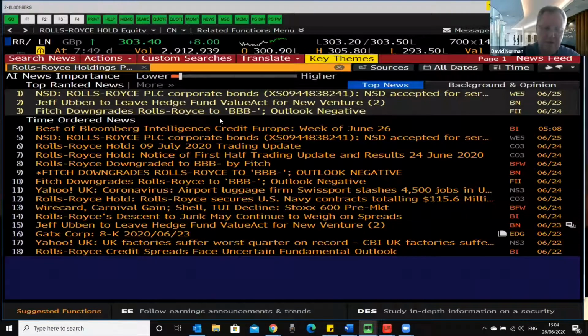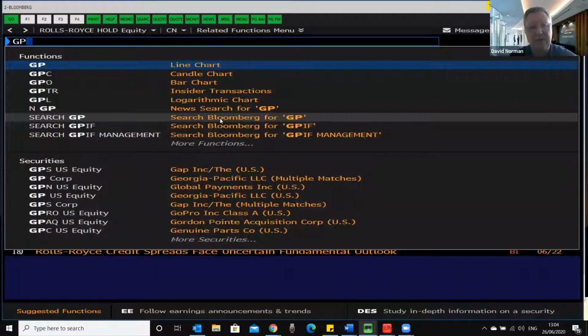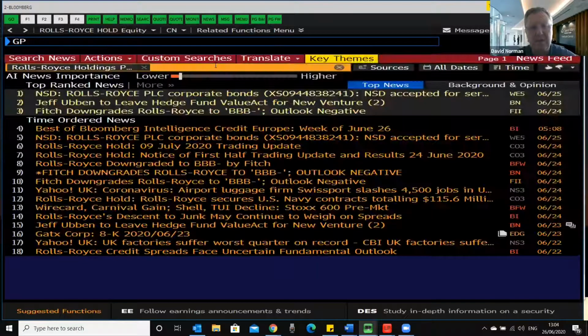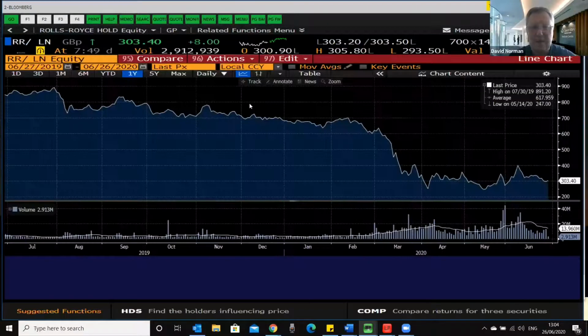So we can look at graphics as well. If we go to GP, we can look at the line chart. This is the chart of the actual stock behavior, and Rolls-Royce was hit quite hard during the period of the economic lockdowns, because obviously it's related to the aerospace industry. So this company did have quite a difficult time.